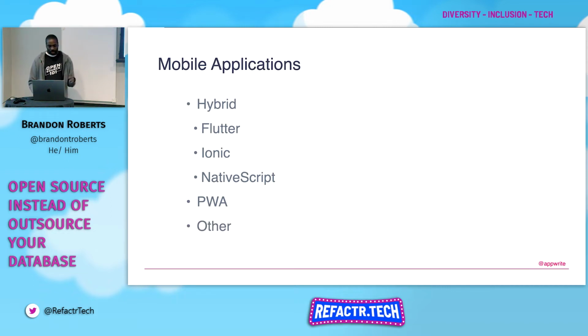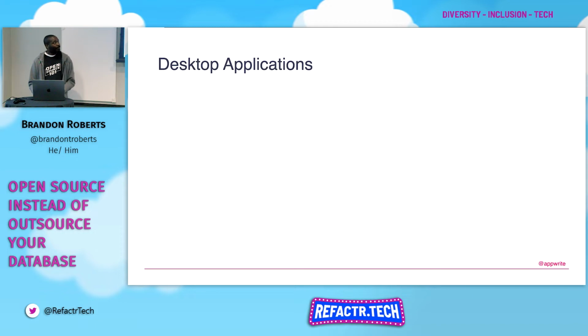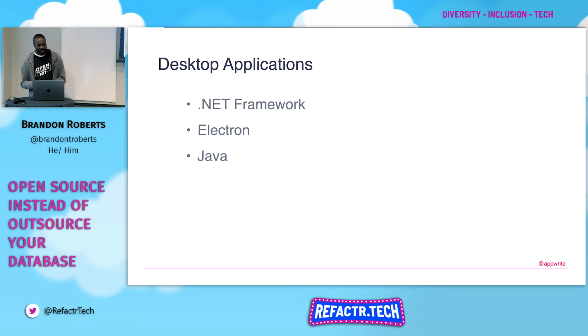And of course, there are other ones that I haven't mentioned here. If we look at desktop applications, look at the .NET framework, which of course has been around for an extremely long time, built by Microsoft. Look at Electron, which is used to build lots of desktop applications using web technologies. Or if you've been around the industry for a while, you may be looking at Java to build applications with, because it's been around a long time.